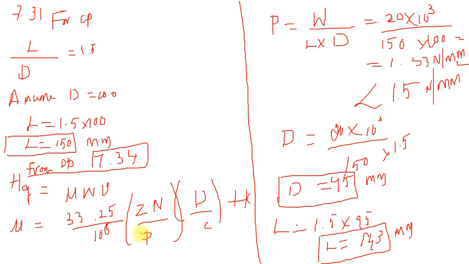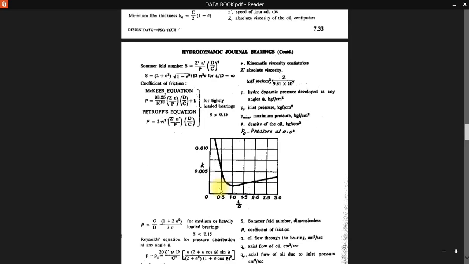In this formula, mu is equal to 33.25 divided by 10 to the power 8, Zn divided by P, times D by C plus K. So I need this K value. To find out this K value, let us go back to the data book. You can see here, this is my L by D ratio, this is my K value. L by D for me is 1.5. If I go directly to 1.5, it is approximately here.